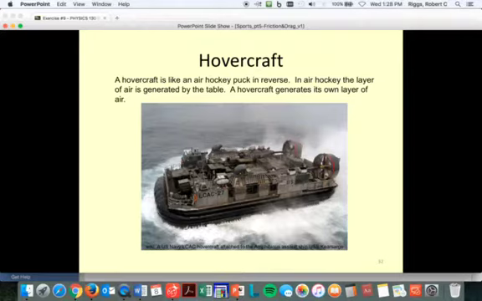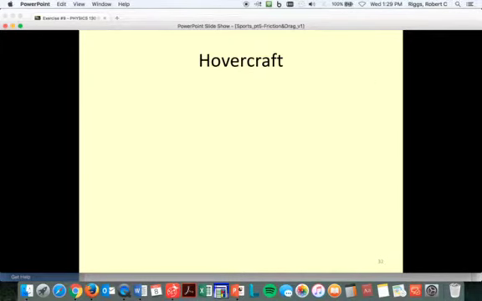Here's an LCAC, noisiest damn thing you'll ever hear. I know some of you probably have been on them. I've never been on one. I think they can come off an LPD and some other amphibious ships too. I can't remember because I was always on an LPH, but there's the big, huge new amphibious ship, and I can't remember what it is.